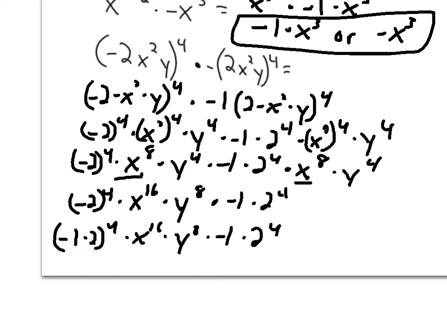Well, we have a rule for this. Remember, this is the same as negative 1 to the 4th times 2 to the 4th. So negative 1 to the 4th times 2 to the 4th times x to the 16th times y to the 8th times negative 1 times 2 to the 4th. Well, now look here. We've got the same bases that we can combine here. This is negative 1 to the 4th times negative 1, which would be to the 1st. Negative 1 to the 4th times negative 1 to the 1st, well, that's negative 1 to the 5th.